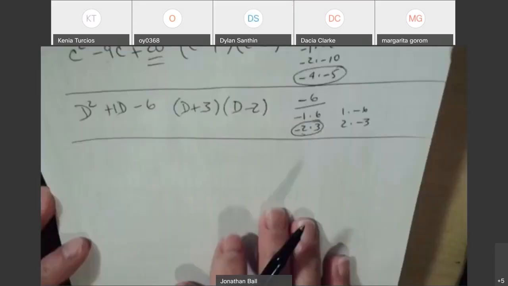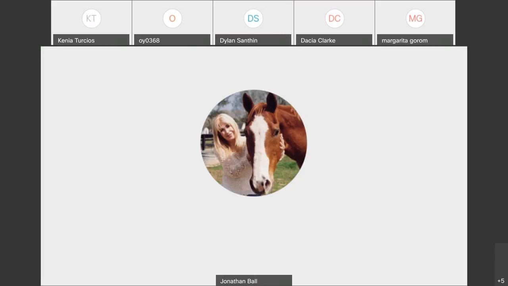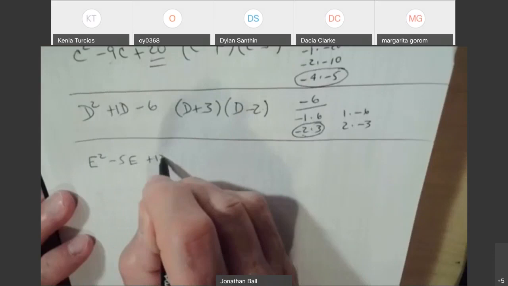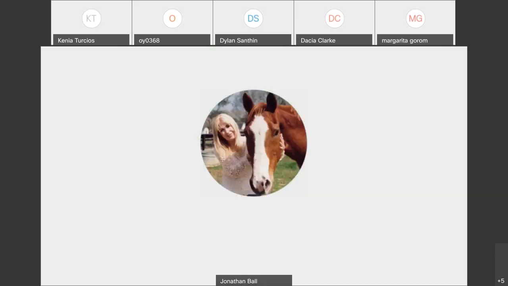Okay, get this one up here. E squared minus 5e plus 12. Oh, before I forget, you always want to set these equal to 0.